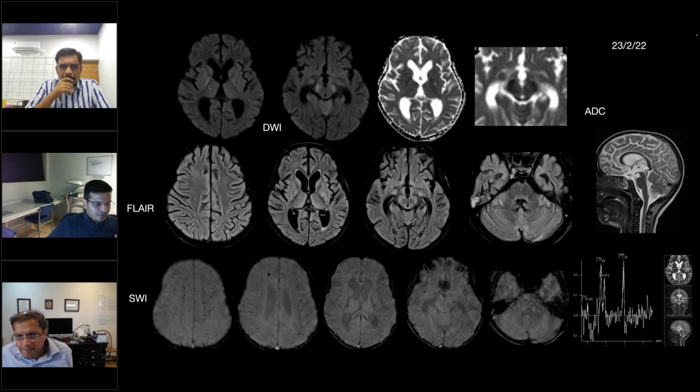I think the pattern is not typical for that. Okay, all right. Isn't it almost getting to normal? Because ADC is not as low as the diffusion is, right? Maybe it's fading away.